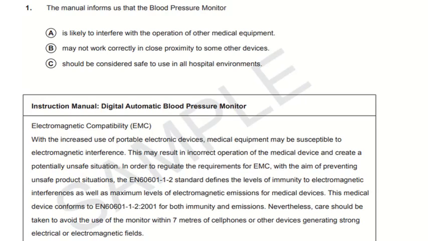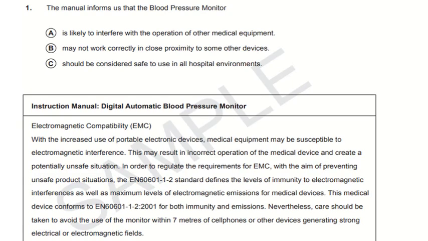This medical device conforms to the standard for both immunity and emissions. Nevertheless, care should be taken to avoid the use of the monitor within 7 meters of cell phones or other devices generating strong electrical or electromagnetic fields.